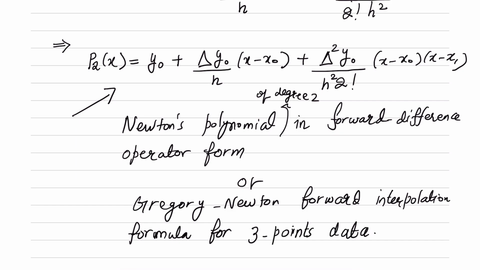So first you just write Newton's polynomial, which involves a's, and then you convert that Newton's polynomial into forward difference operator form. So you just have to write a0, a1, a2 in the form of forward difference operator. In the next video, we are going to talk about backward difference operator, and then we will write Newton's polynomial in the form of backward difference operator.